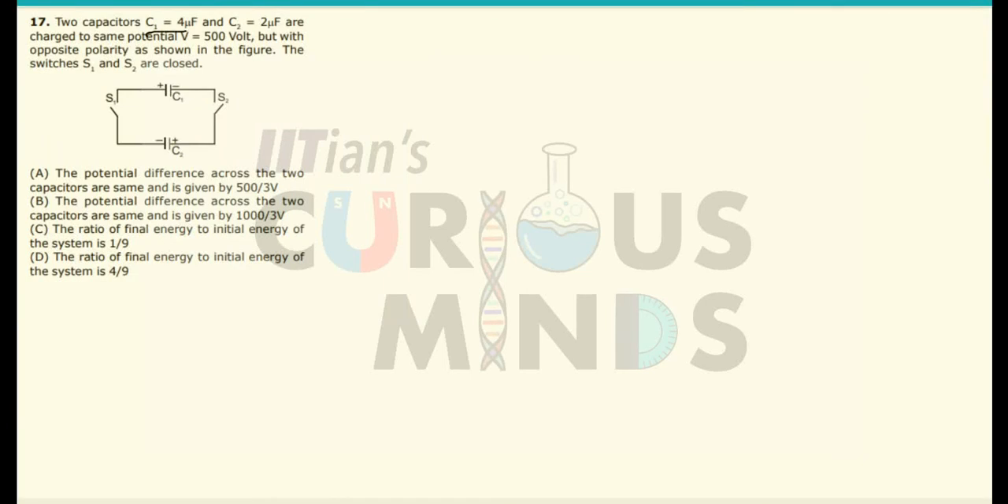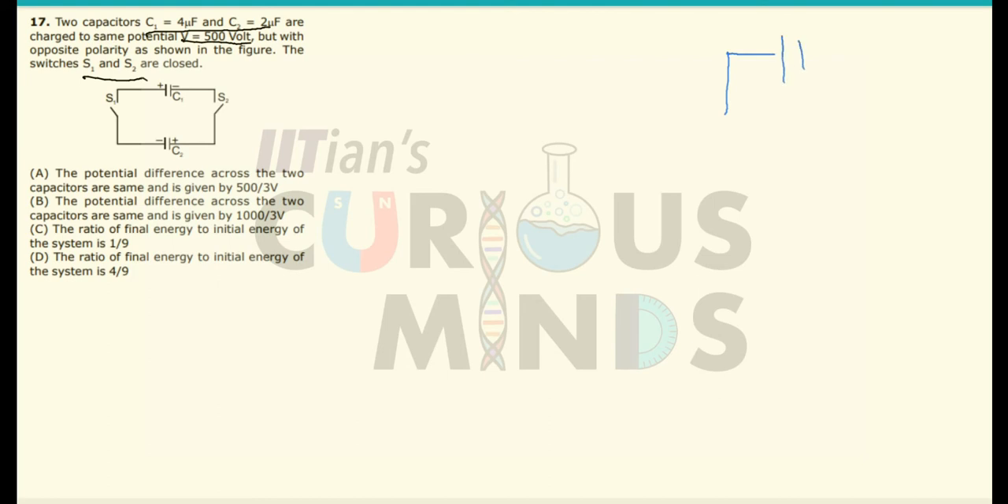Capacitors C1 equal to 4 microfarad and C2 equal to 2 microfarad are charged to the same potential, 500 volt, but with the opposite polarity as shown in the figure. The switches S1 and S2 are closed. We have to first find out the potential difference between the capacitors, and second, the ratio of the final to the initial energy.